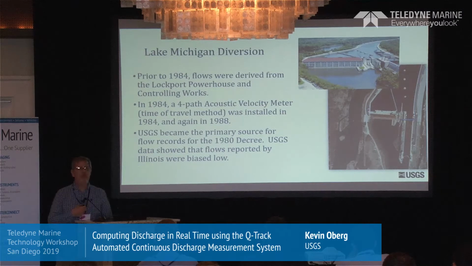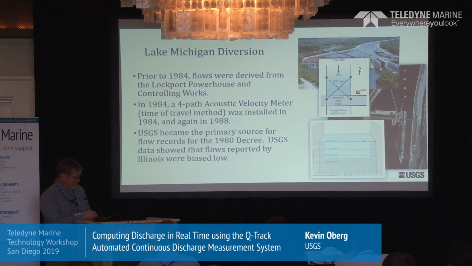But in 1984, the USGS got involved in installing an acoustic velocity meter, which is a time of travel system. And this system became the primary means of computing discharge. It was set up with a 4-path system that crossed the river like this, and there was one cross path, and they were at basically 3 different elevations. The cross path was at the same elevation as the middle path here. With this development, USGS became the primary supplier, if you will, of discharge records for this diversion.